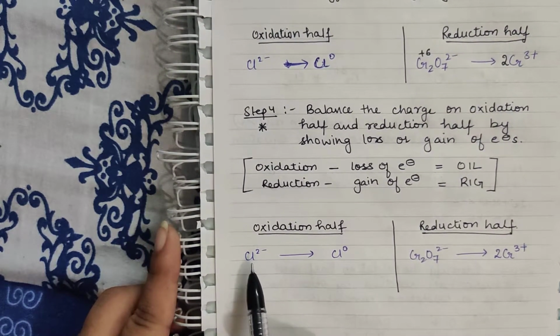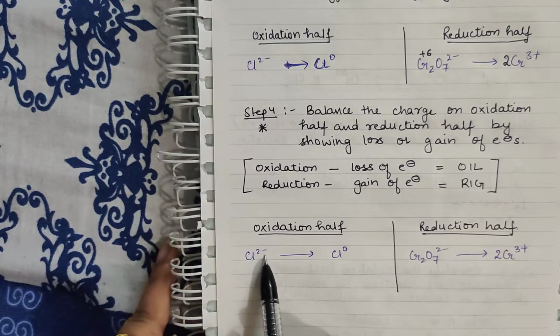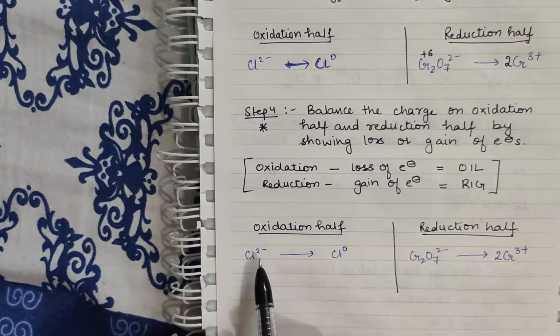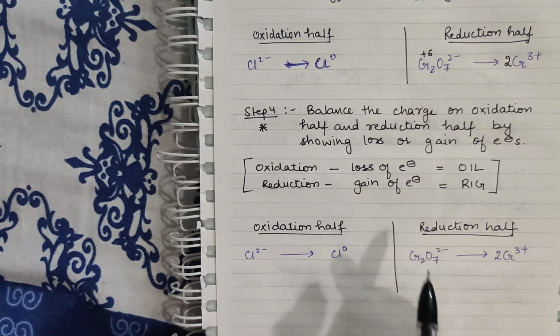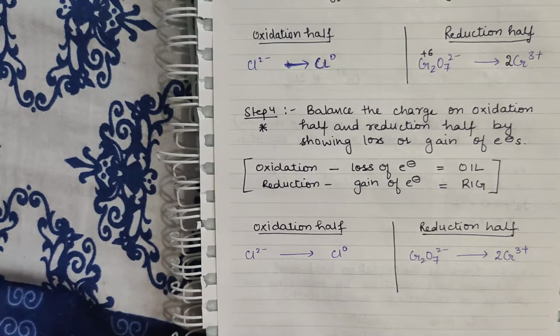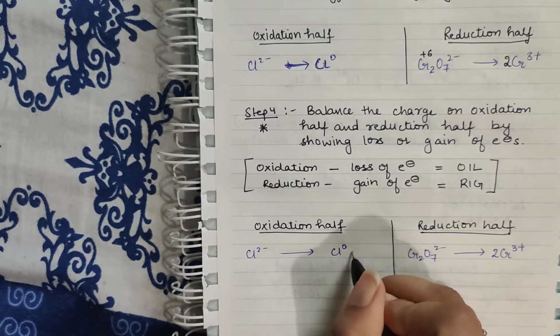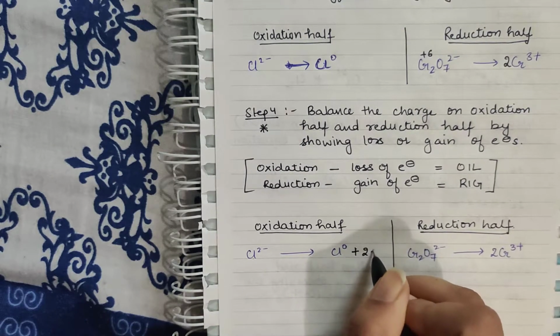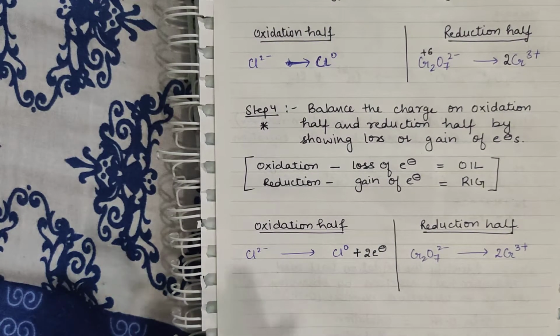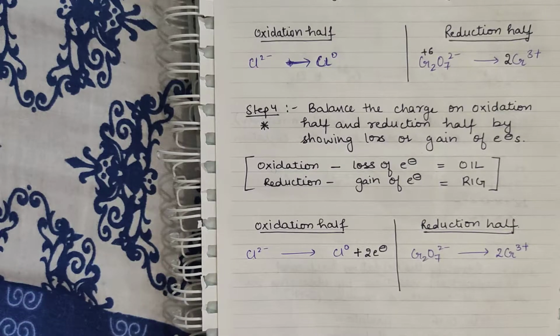See, the charge over here is 2 minus, whereas on the product side it is 0. So we have to balance the charge on both sides. This is 2 minus, this is 0. So how will I balance the charge? Since it is oxidation, it will show loss of electrons, so the electrons will be represented on the product side. I will write plus 2 electrons in order to balance the charge. Now you can observe 2 minus on the reactant side as well as 2 minus on the product side.